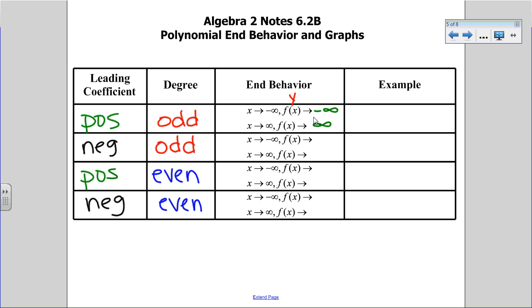So an example of a function that would fit this: I need a positive leading coefficient, so I could have something such as 3, and I need to have an odd degree, so I could have x to the 7th. So if we were to graph y equals 3x plus 7, it's going to be going down on the negative side, and going up, positive, on the right-hand side. All right? And so you guys are going to be describing the end behaviors of these graphs to us for your homework tonight.